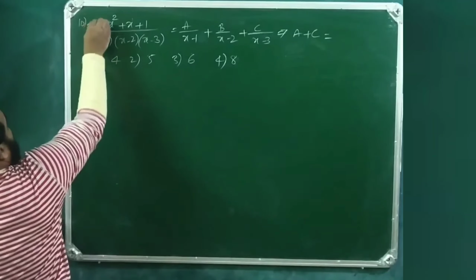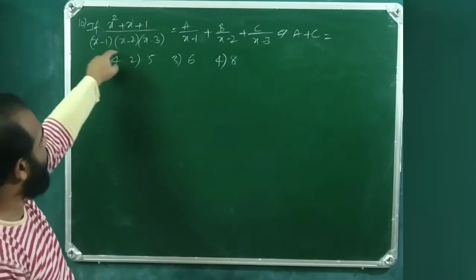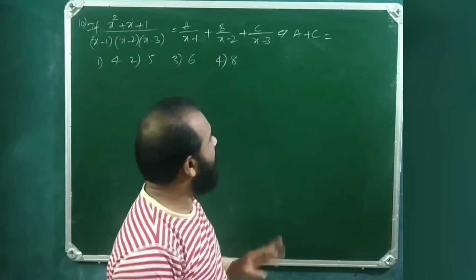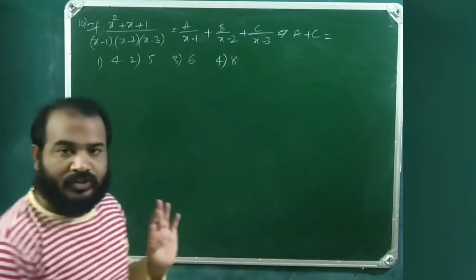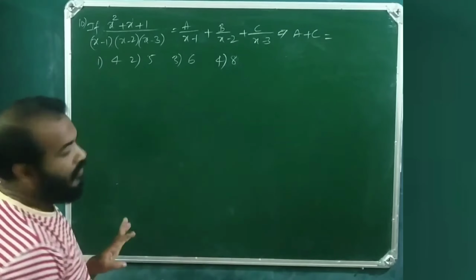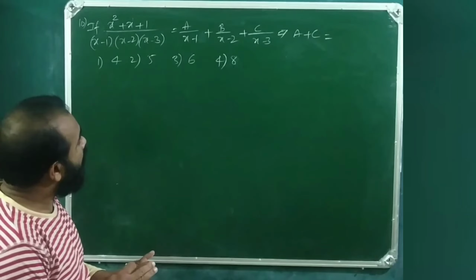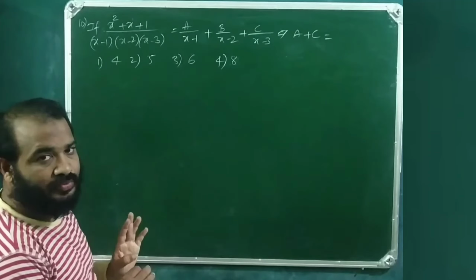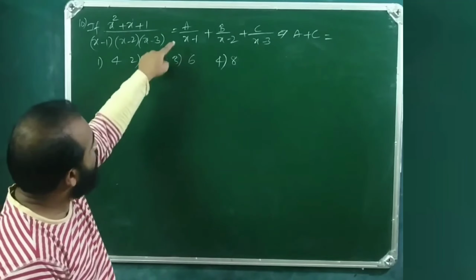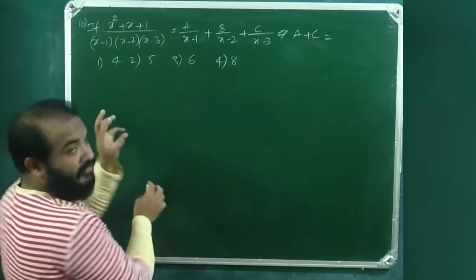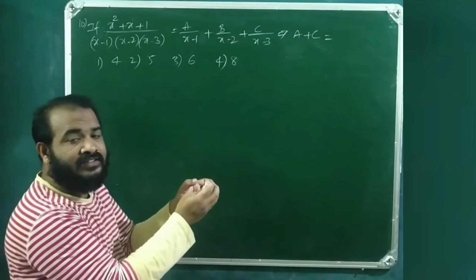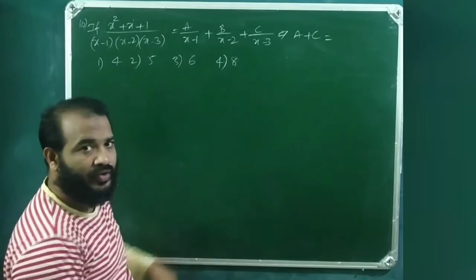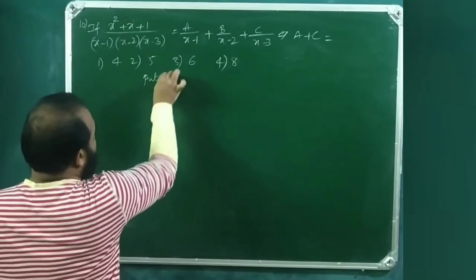If (x square plus x plus 1) by (x minus 1) into (x minus 2) into (x minus 3) is equal to a by (x minus 1) plus b by (x minus 2) plus c by (x minus 3), then a plus c is equal to how much? So, as usual, whatever we have learned and have been applying right from the beginning, the same concept is to be used here. To obtain the value of a, whichever factor is in the denominator of a is equated to 0, that is x minus 1 equals 0, x equals 1. Put x equals 1.